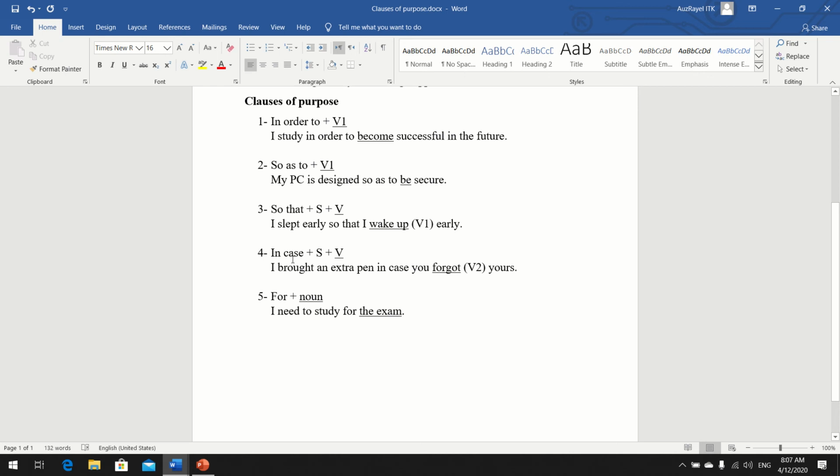So after in case comes a subject and a verb, and here I chose to put a verb too. You can put any other type of verb here after in case plus subject plus the verb. There is no condition to put verb 1. You might put verb 2 sometimes, so it's okay. I brought an extra pen in case you forgot yours.